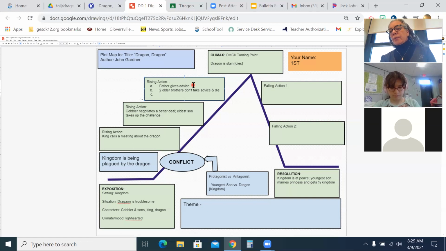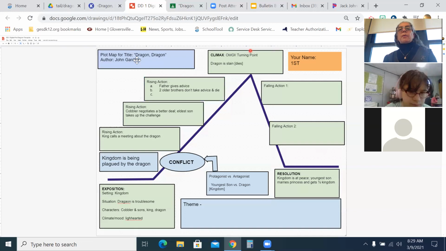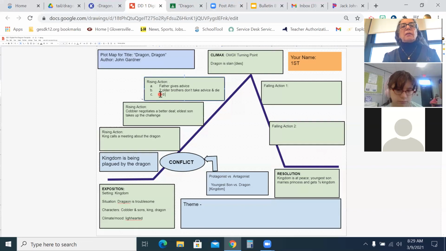And what does the third son do? Listens to the father. Yeah, I think it's important that we note that he listens to the father, okay? So the third son listens to dad and recites the poem. Right? And then in the next box, the climax is when the dragon dies.